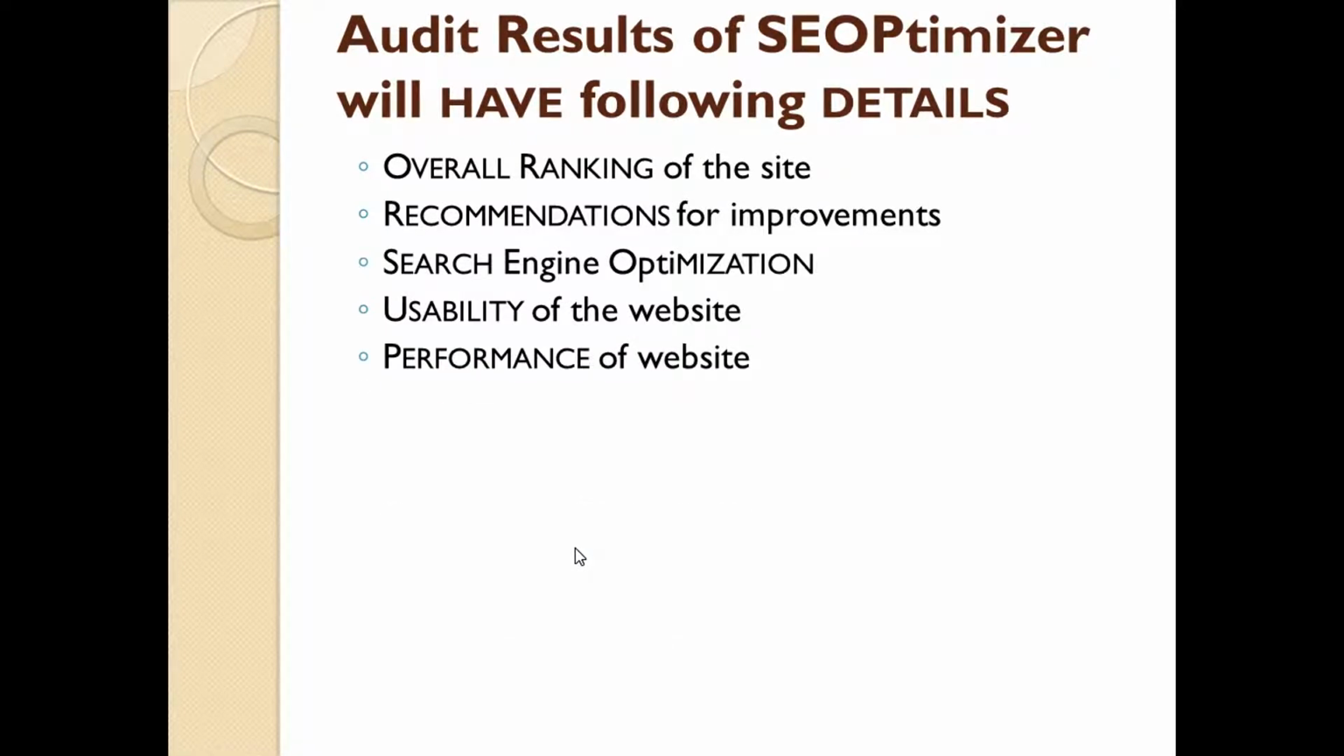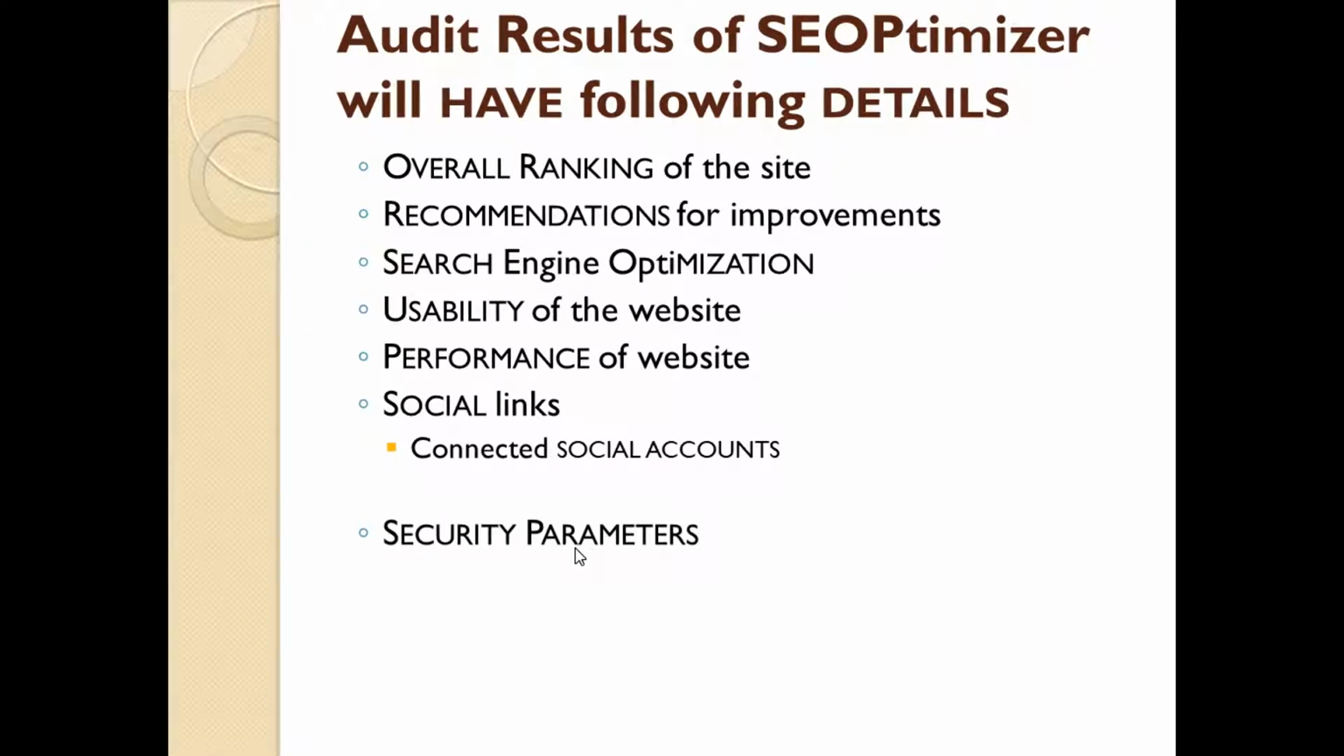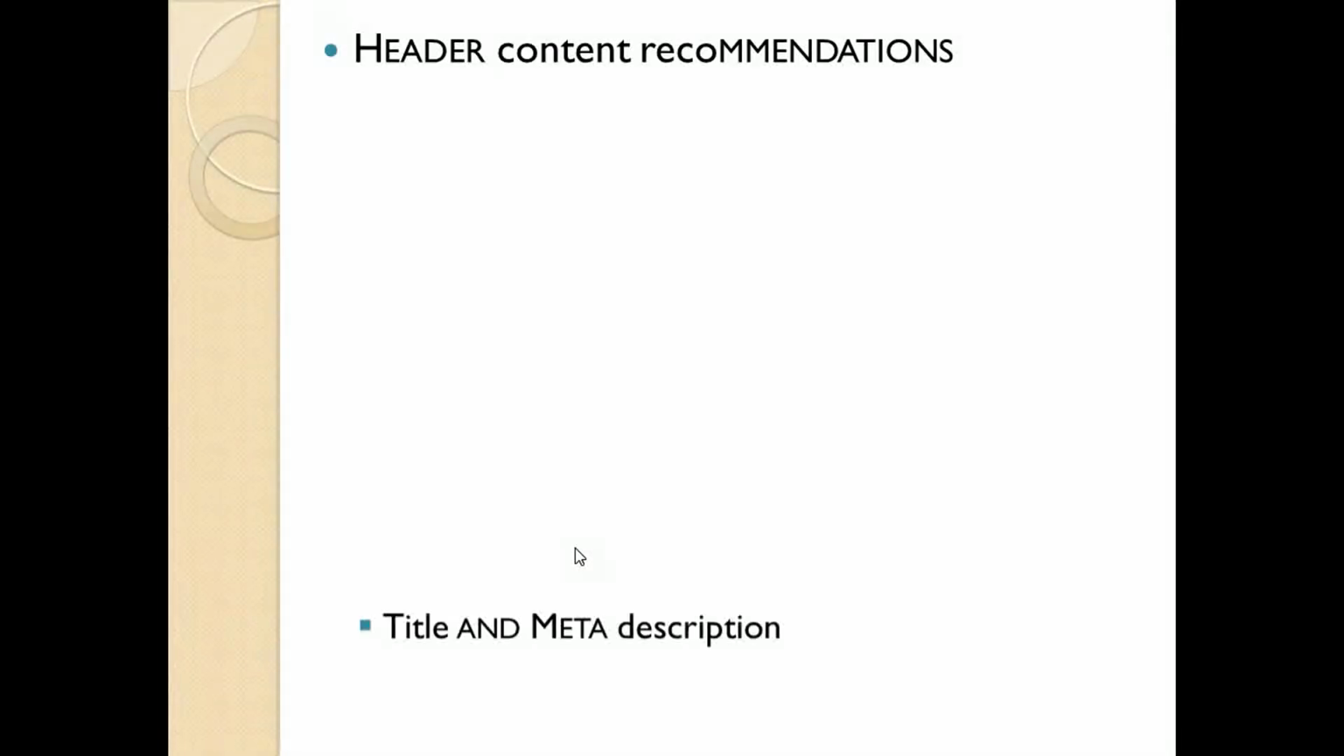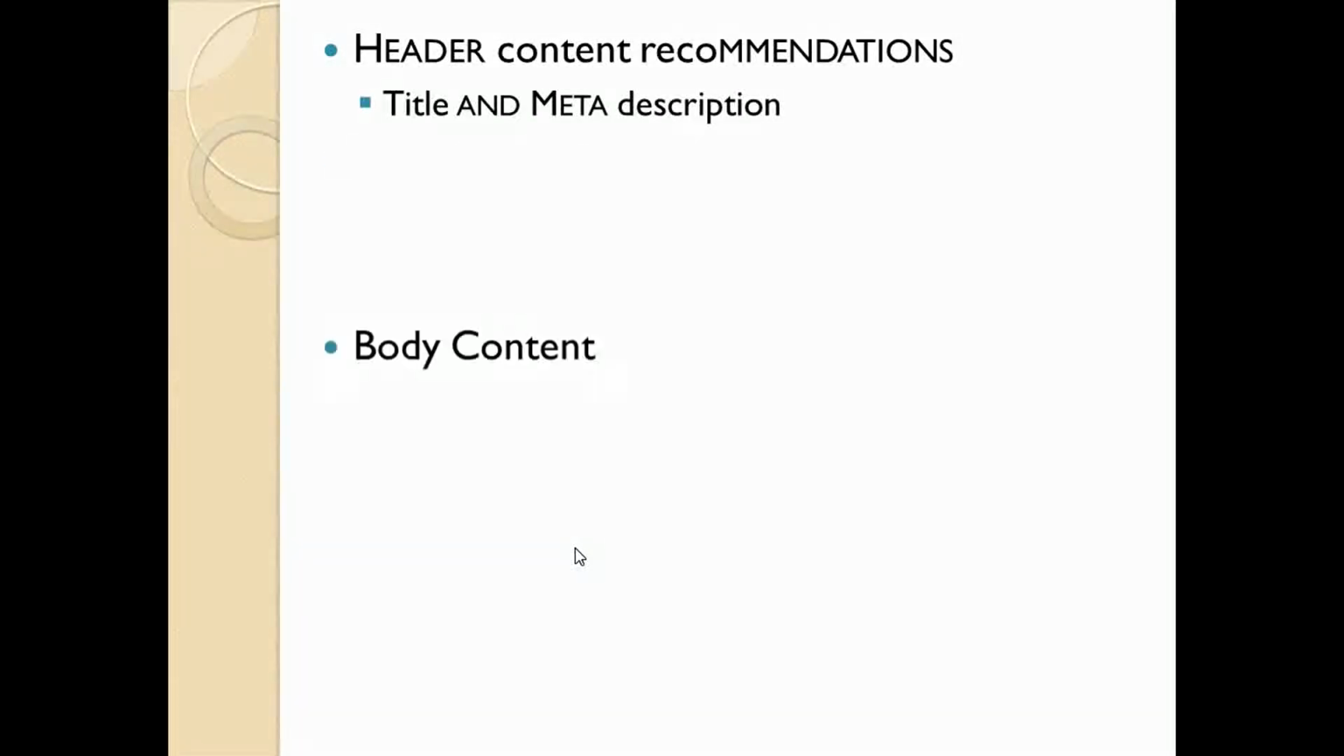Fifth, performance of the website. Sixth, social links, meaning you have to check the connected social accounts. Then security parameters, like whether SSL, the secure socket layer, is enabled or not, which you have to take care of. HTTPS redirect, as for security, Hypertext Transfer Protocol Secure, is a secure link. Then email privacy, etc. Then the header content recommendations, that is title and meta description.